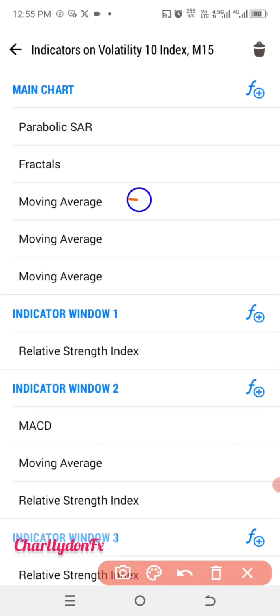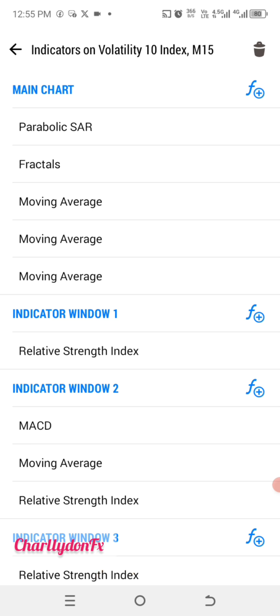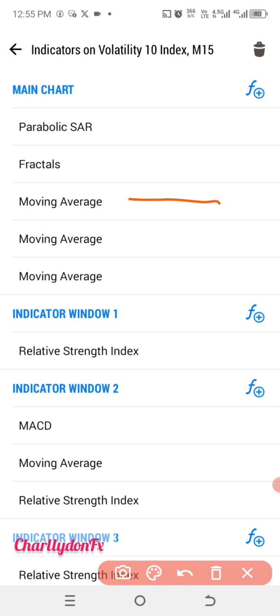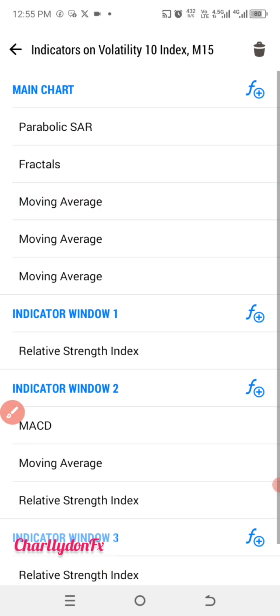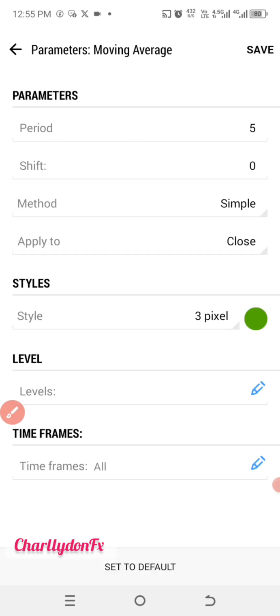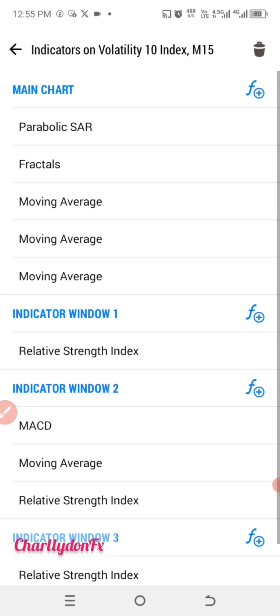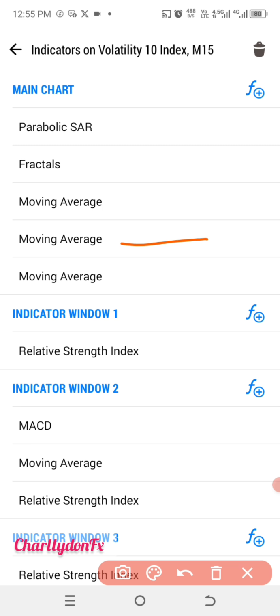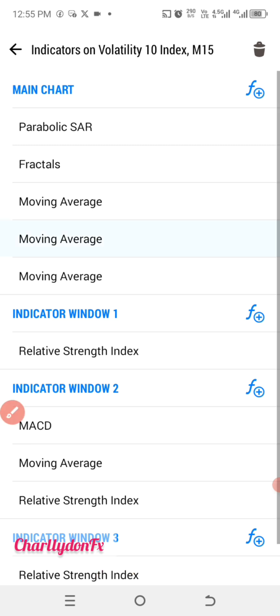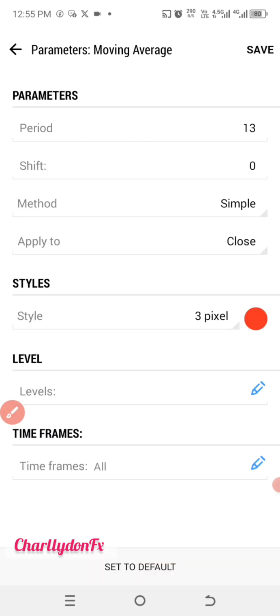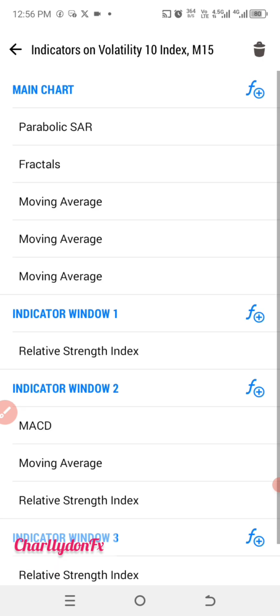The next one is a moving average. The parameters are period 5, shift 0, method simple, apply to close, style 3 pixel, and the color is green, or you use the color of your choice. The next one is a moving average with period 13, shift 0, method simple, apply to close, style 3 pixel, red, or you choose the color of your choice.